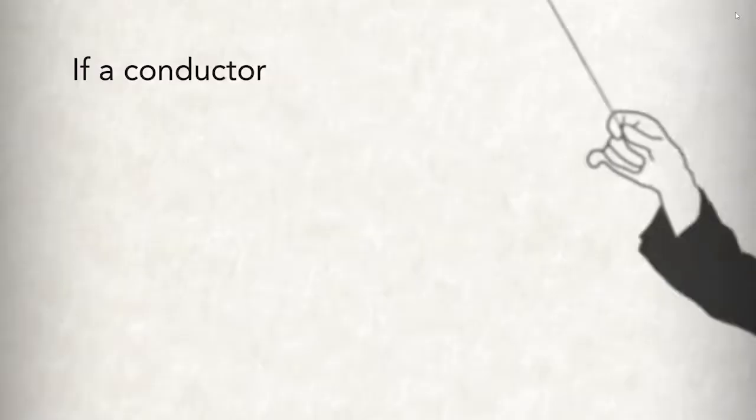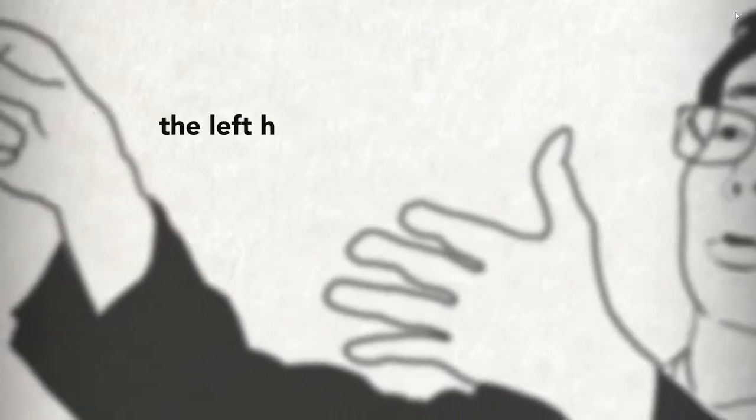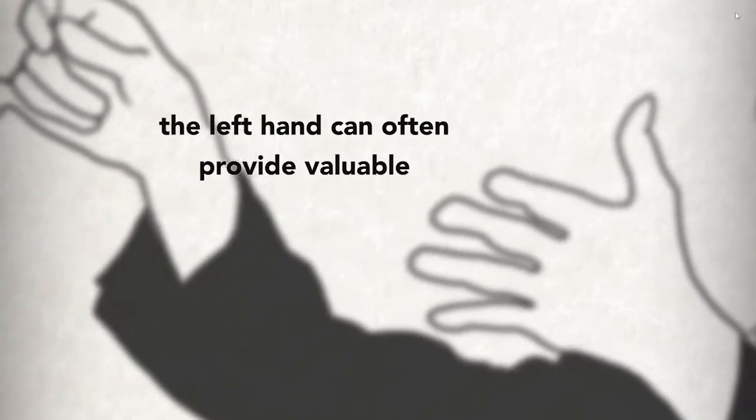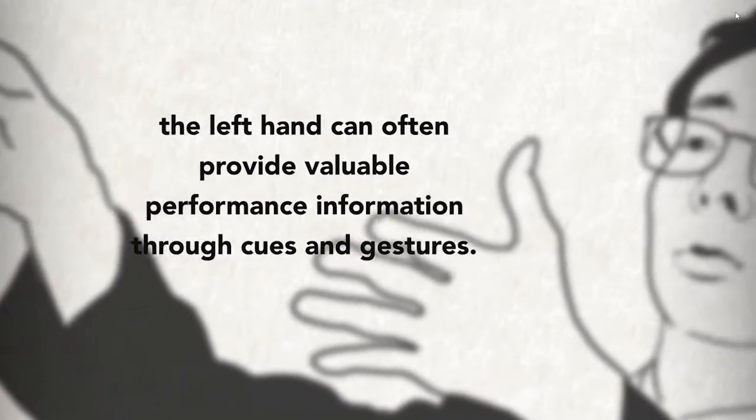If a conductor is not awkwardly mirroring the right hand with the left, then the left hand can often provide valuable performance information through cues and gestures. First, let's talk about cues. Cues are a conductor's way of showing you when to come in, in case you weren't counting.